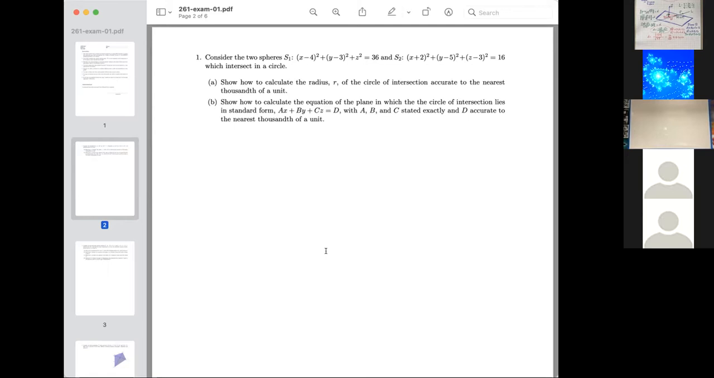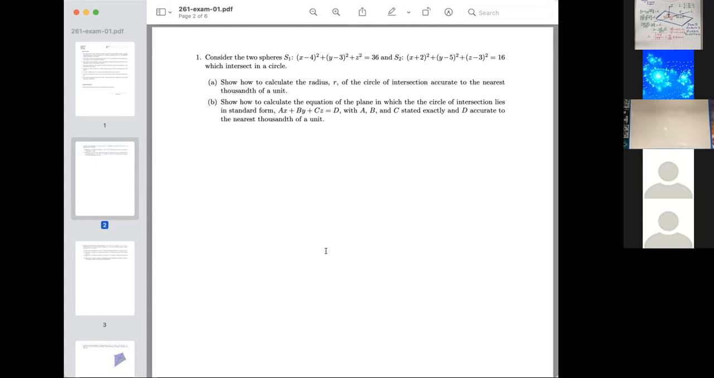Standard form, A, B, and C exactly. D might have to be an approximation. Okay, so before we ask you to restate your question, let's assume that these two spheres intersected in a circle. I suppose that's probably something you want to check because I could have made a mistake. Maybe they don't intersect. But if they do intersect in a circle, that circle does lie in a plane.